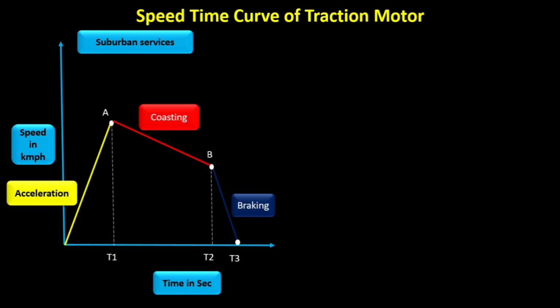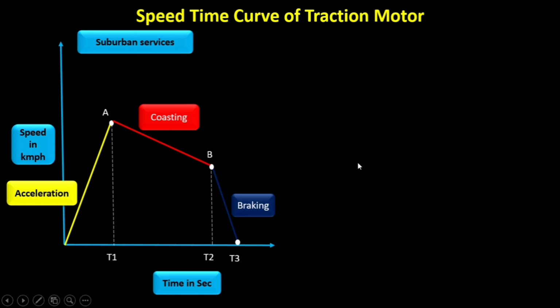Now you'll ask, where is the free running period gone? In suburban services, if you recall, the distance was less than a kilometer. So the free run period was not important to us, and we have eliminated it from the curve. So what is the difference between the mainline and suburban services? It is the graph. Here the free running period is missing. Here you have only three things: acceleration, coasting and braking.